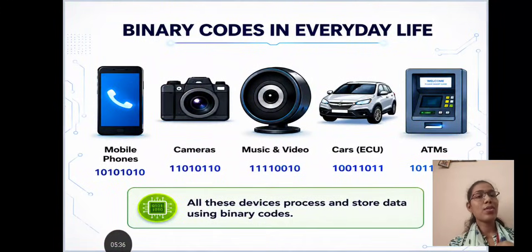In our daily life we also use binary codes in mobile phones, cameras, music and video, cars, and ATMs. Mobile phones we are always using. So these are binary codes in everyday life. All these devices process and store data using binary codes only. So these are the devices using binary codes in everyday life.